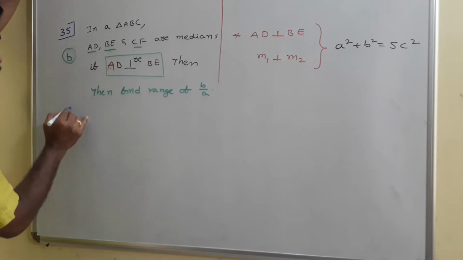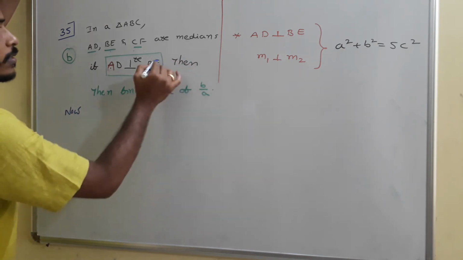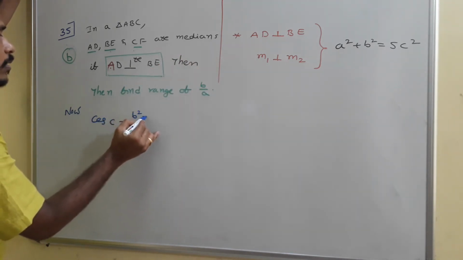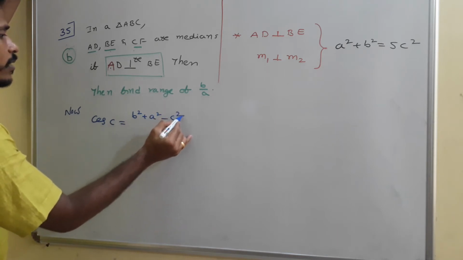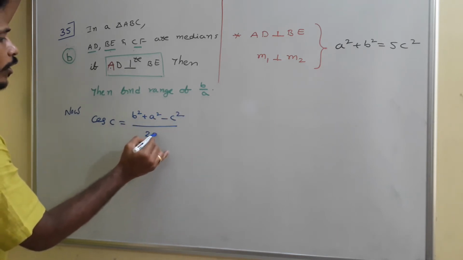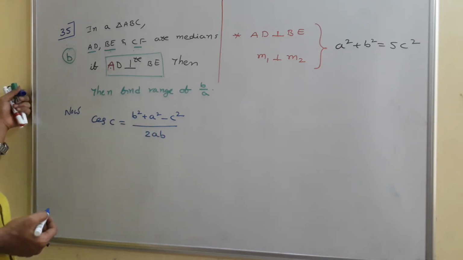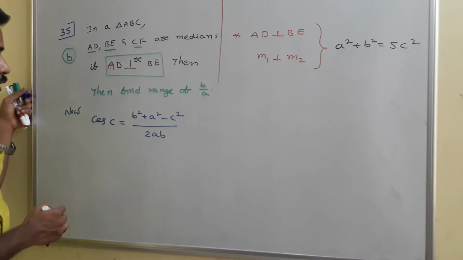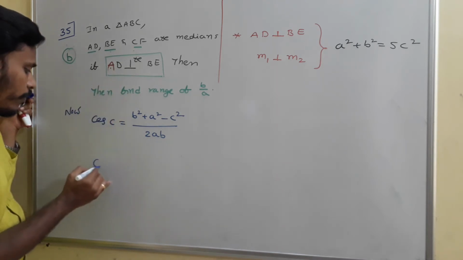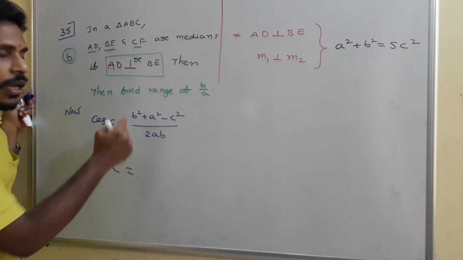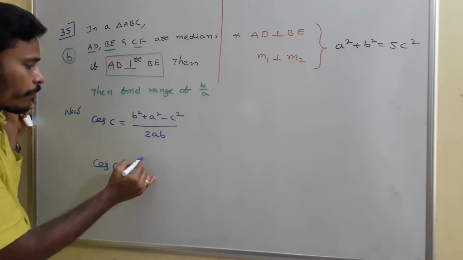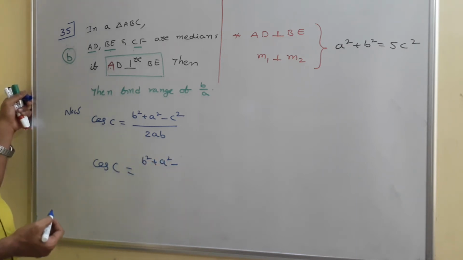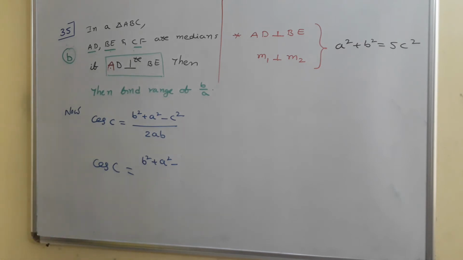Now, cosine rule. Cosine rule is: cos C is equals to b square plus a square minus c square divided by 2ab. Once again, cos C is equals to b square plus a square minus c square by 2ab is the cosine rule. Now I need to find the range of b by a. That's why first of all I am finding cos C in terms of b and a. So this is a square plus b square minus c square by 2ab.